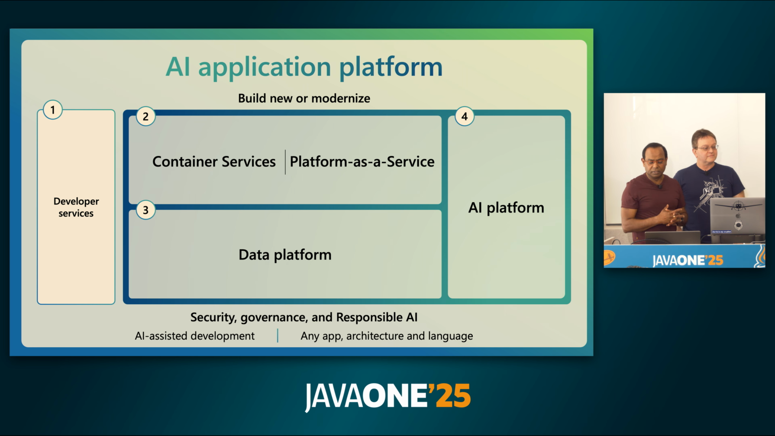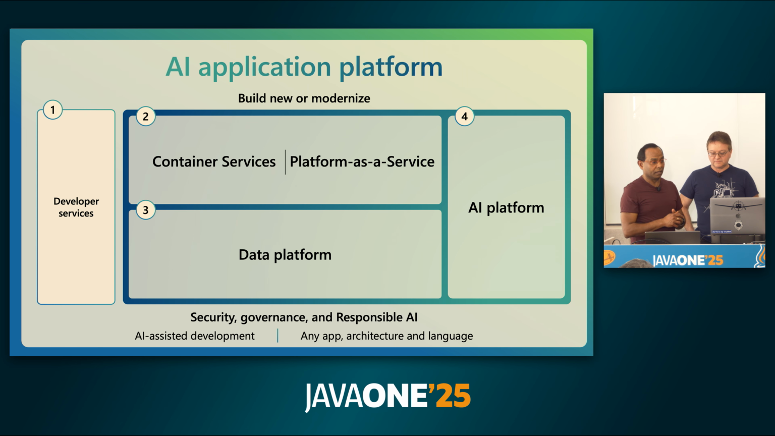They include everything from coding environment to testing tools. The container services, the platform services, this is where your apps are running. It provides the infra and services needed to deploy, manage, and scale your applications. Now the data platform, this is where your data lives. It includes databases, data lakes, other storage solutions that help you manage and play with the data.